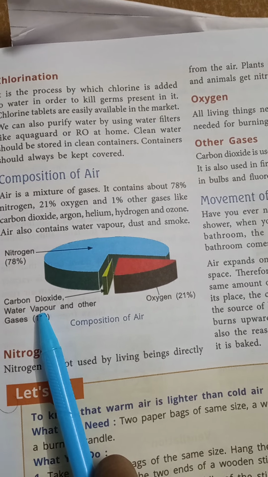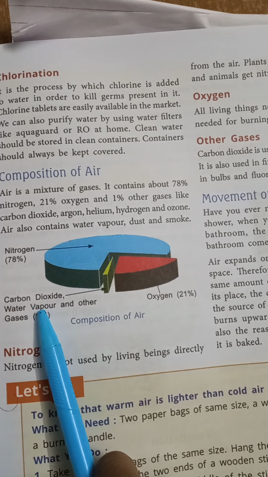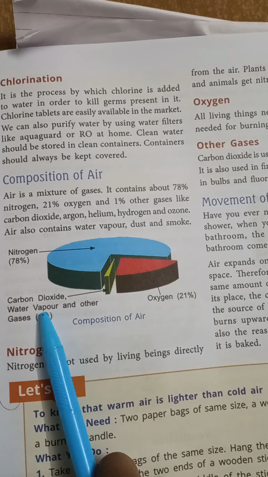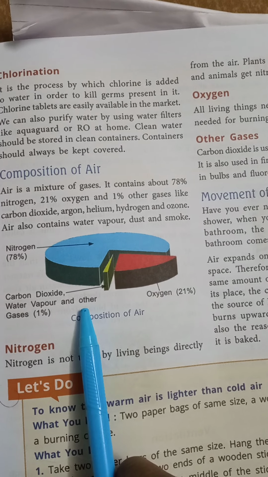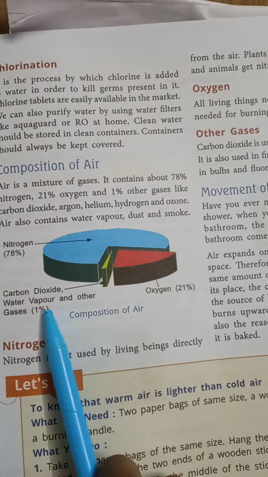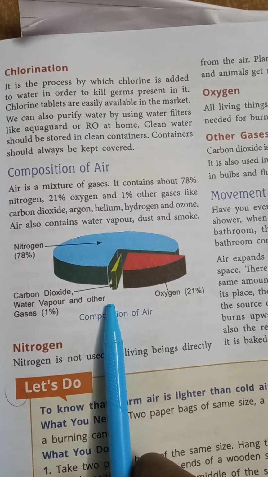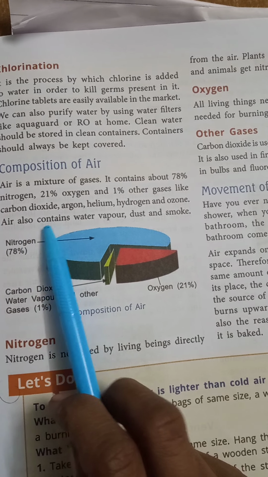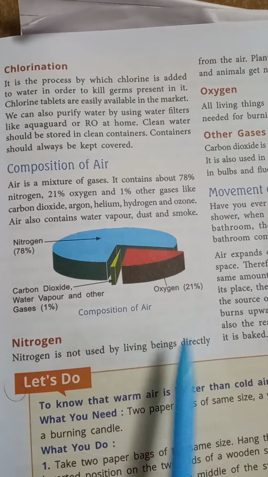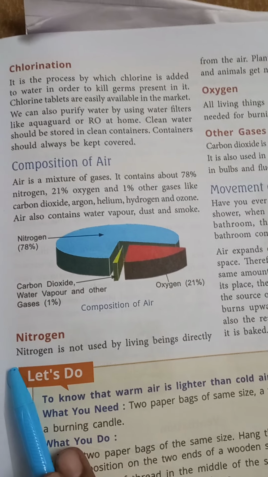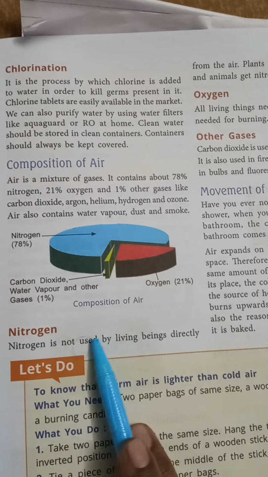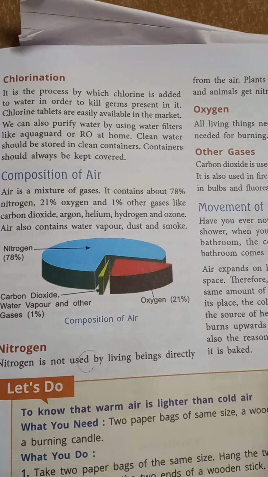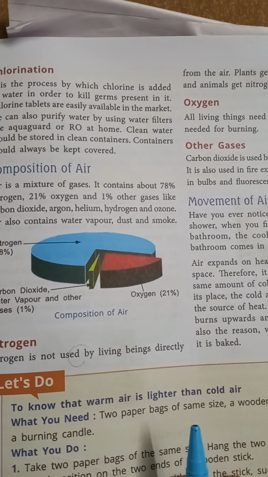Water vapor means that from water sources the water gets evaporated and the vapor goes out into the atmosphere. So water vapor is also contained in the other gases, and it is only 1%. Air also contains water vapor, dust and smoke. Nitrogen is not used by living things directly from the air.